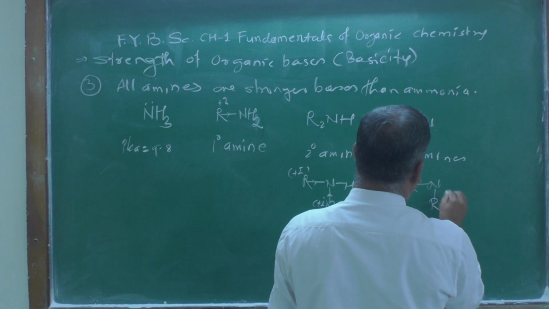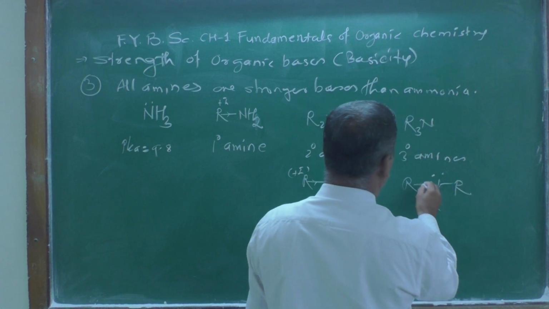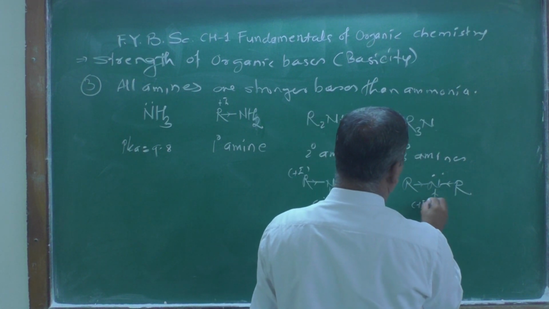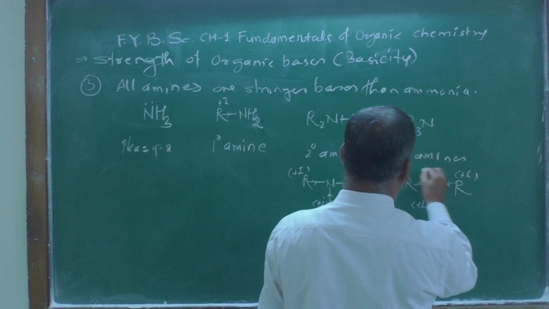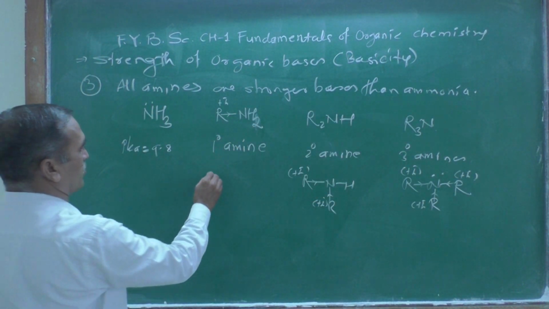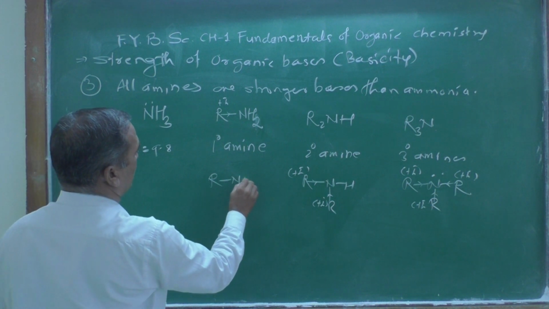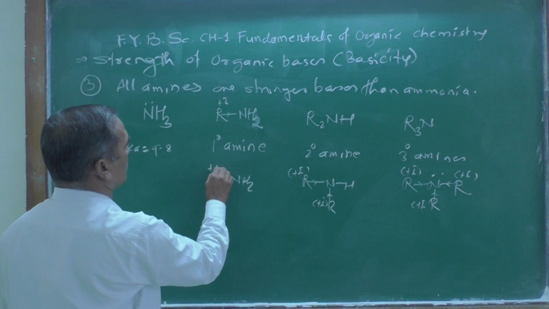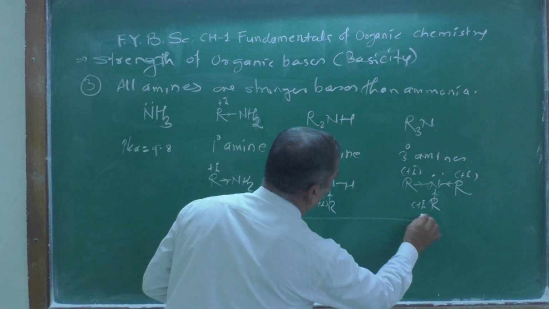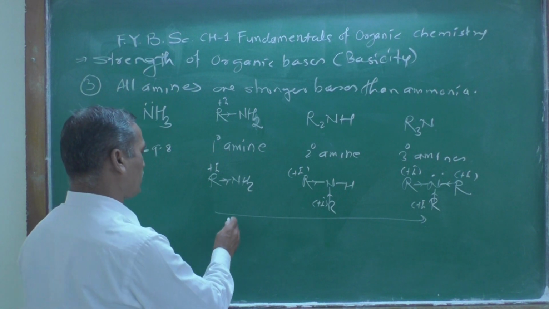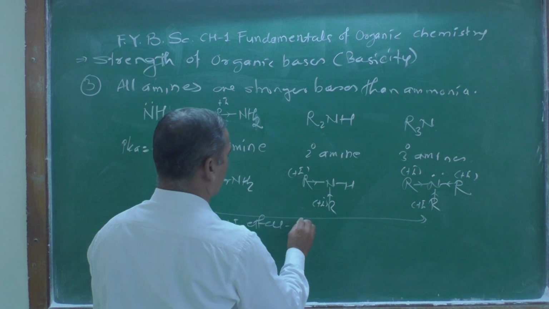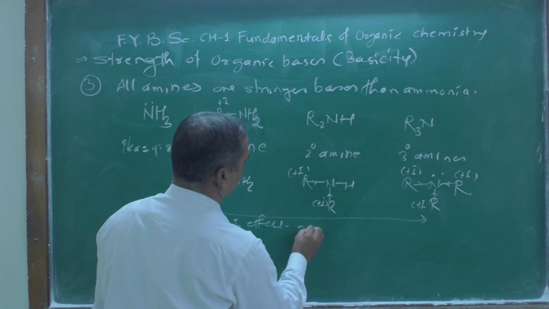R3N, you can draw R, R, R. All are electron donating groups. They exert a plus I inductive effect. Remember, here only one R is there in RNH2, with a plus I inductive effect. If you go from this side to this side, what is happening? The plus I inductive effect goes on increasing.